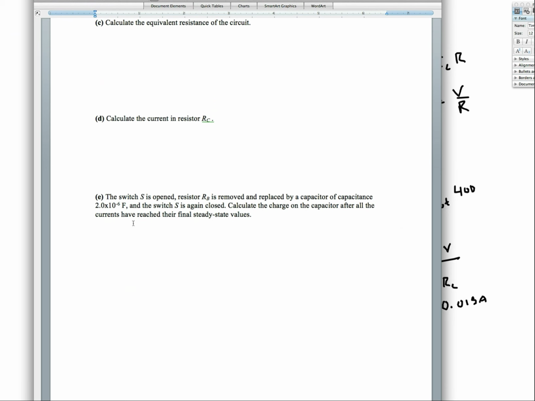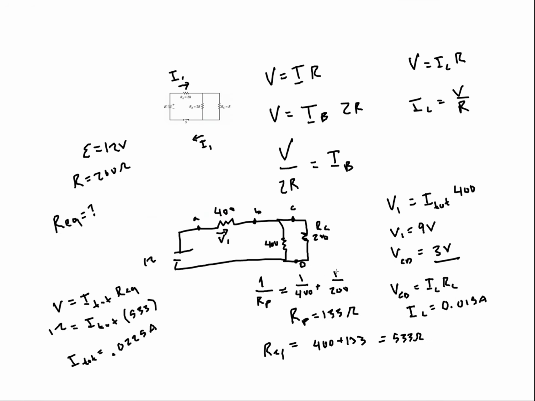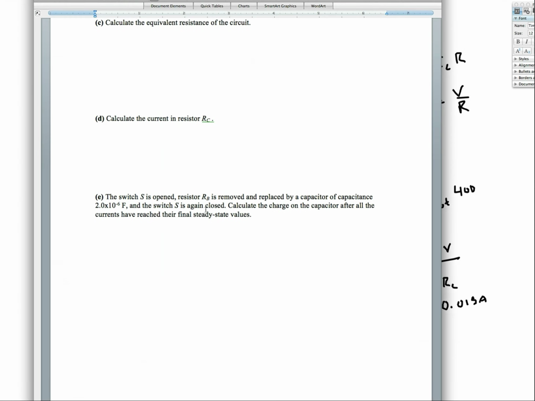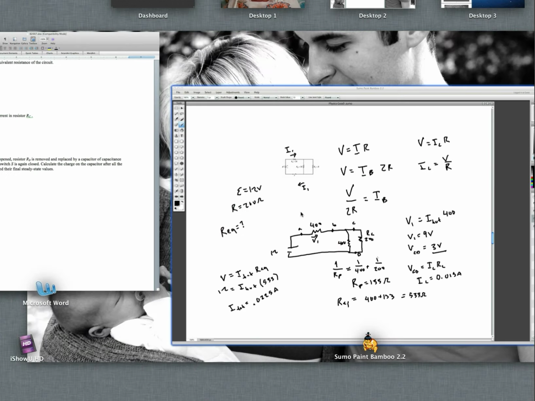So let's look at E. E tells us that the switch is open and resistor RB is removed and replaced by a capacitor of capacitance 2 times 10 to the minus 6 farads, and the switch S is closed again. Calculate the charge on the capacitor after all the currents have reached their final steady state values. Okay, so now instead of RB, we've got a capacitor.